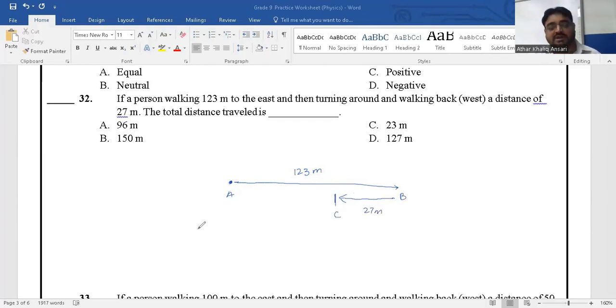In this direction he covers 27 meters and reaches some point C. Whenever we are asked to find the distance, we don't need to worry about anything else. We need to find the total length of the path traveled. So the total length of the path is 123 meters plus 27 meters, which gives us 150 meters regardless of direction. So our answer is 150 meters.